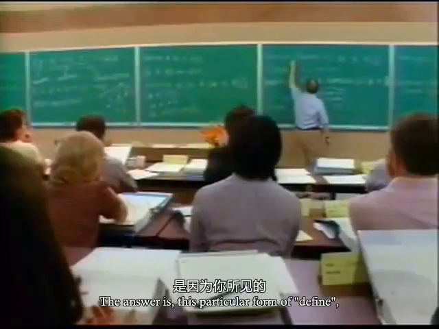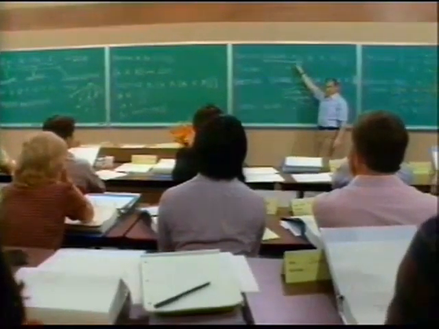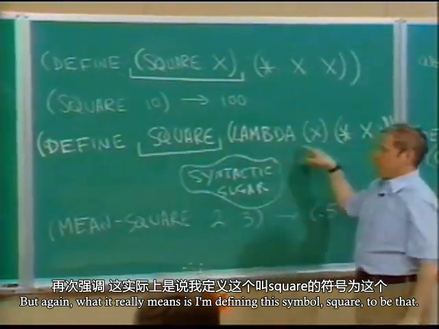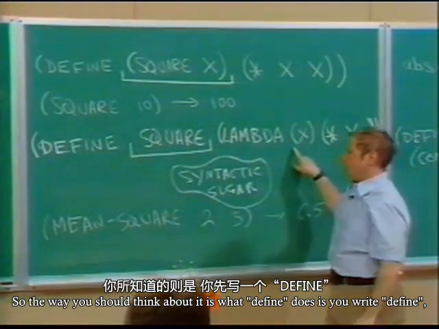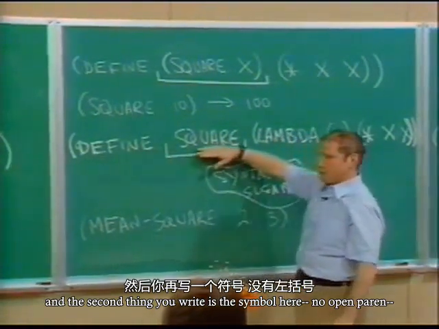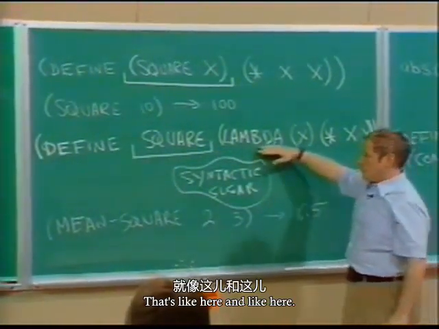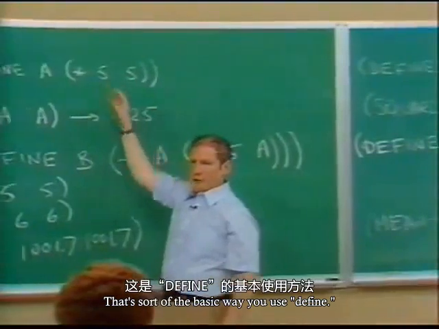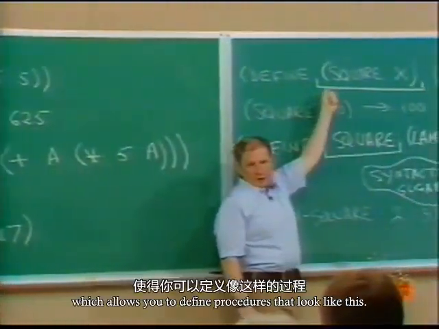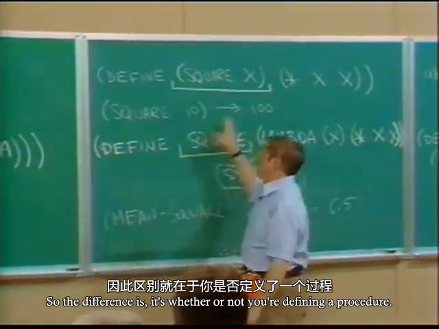this particular form of define, where you say define some expression, is this very special thing for defining procedures. But again, what it really means is I'm defining this symbol square to be that. So what define does is you write define, and the second thing you write is the symbol here, no open paren, the symbol you're defining, and what you're defining it to be. That's like here and like here. That's the basic way you use define. And then there's this special syntactic trick which allows you to define procedures that look like this. So the difference is whether or not you're defining a procedure.